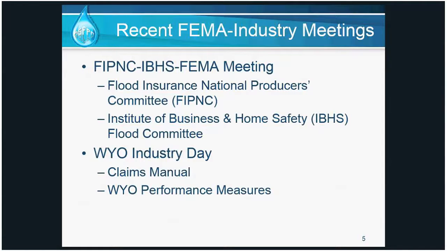For those who aren't familiar, FEMA has been holding these meetings with these two organizations. FIPNIC is the Flood Insurance Producers National Committee. That represents the insurance agent associations. There's basically 3 that make that up. And then the Institute for Business and Home Safety, IBHS, has a flood committee. These are basically the write-your-own companies. And FEMA uses both of these groups as feedback mechanisms to changes that they're going to be making and proposed changes. And we just held those meetings a couple weeks ago.